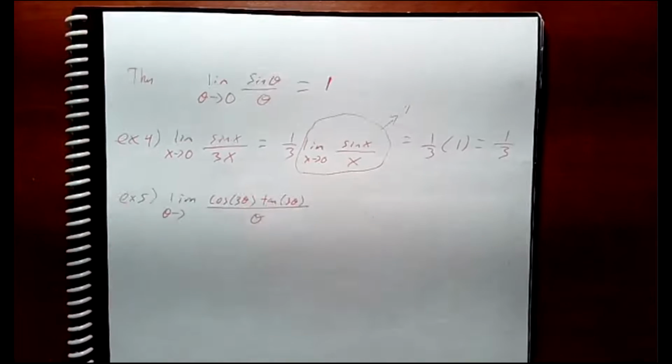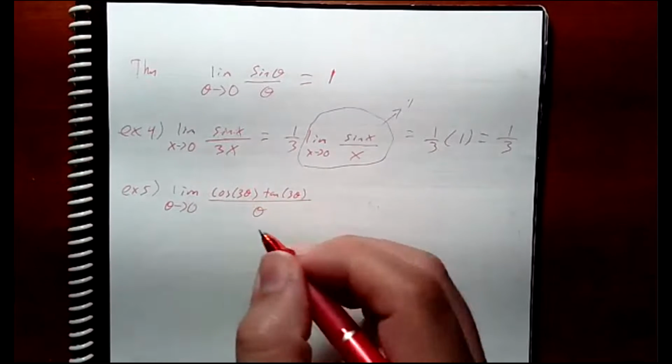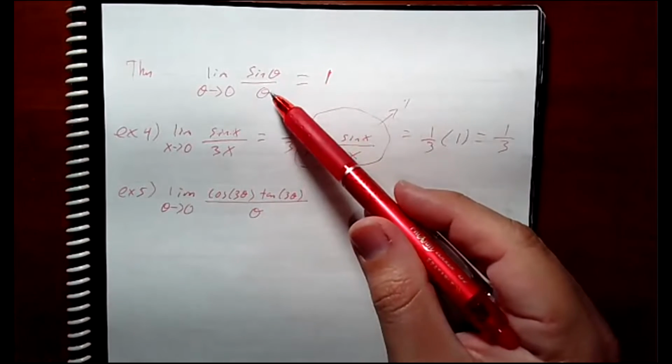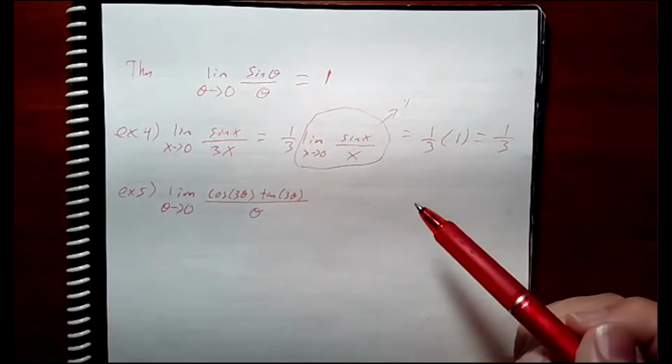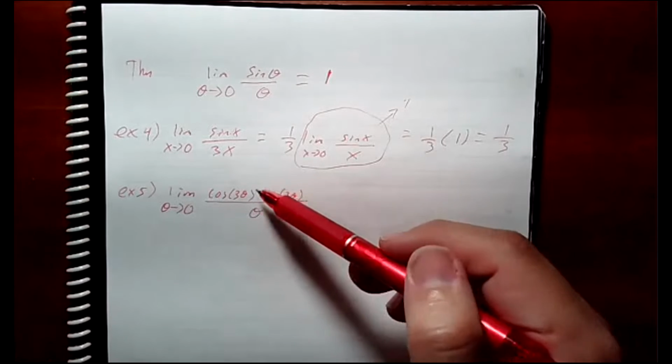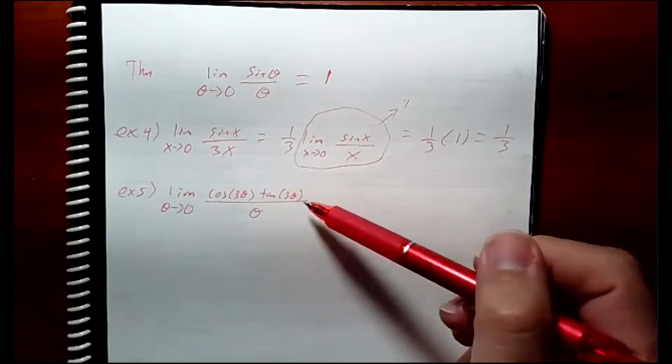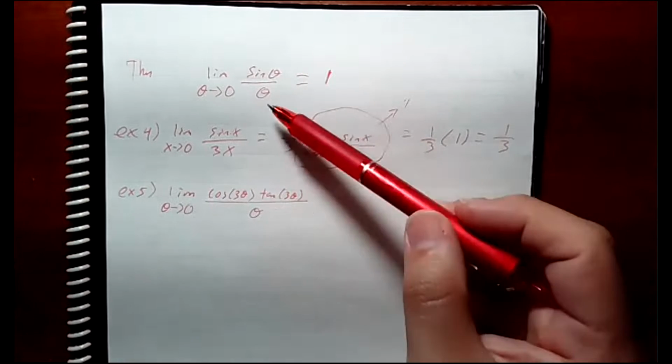Okay. So here we want to use the technique again, this theorem. We don't have a sine anywhere. So we've got to see if we can use some identities from pre-cal, right? Your favorite section, and see if we can get a sine.